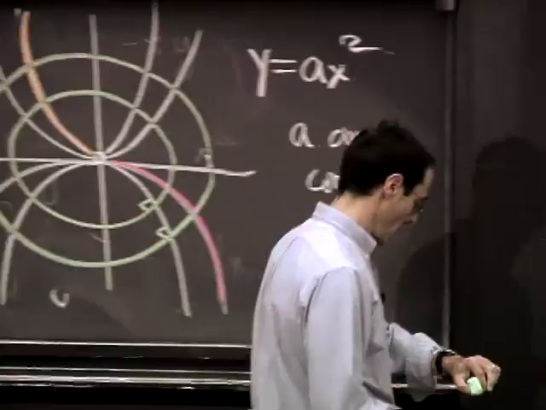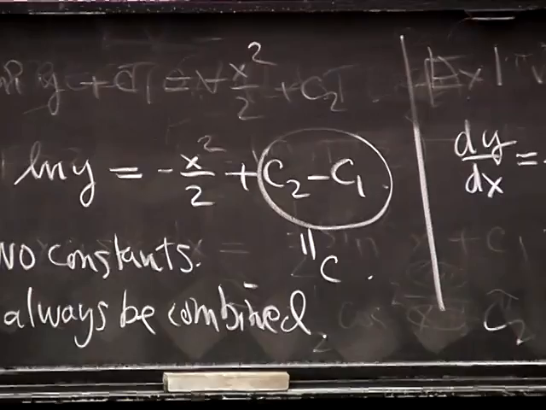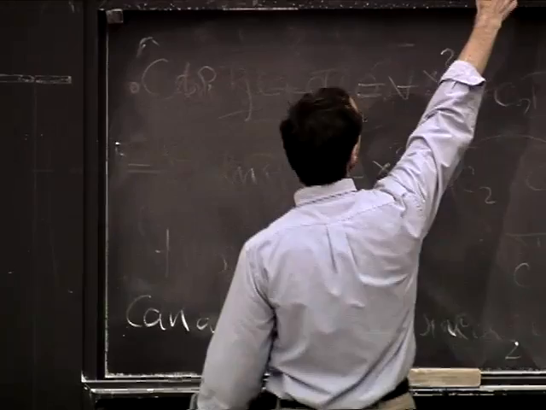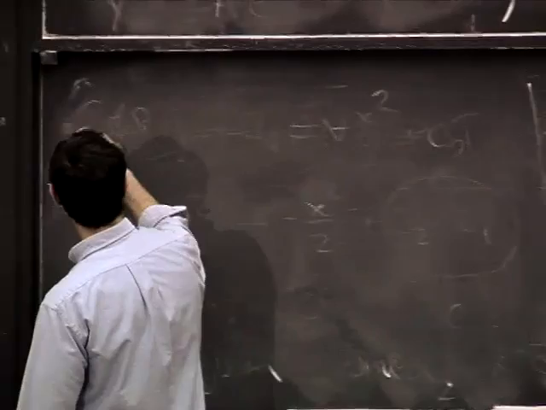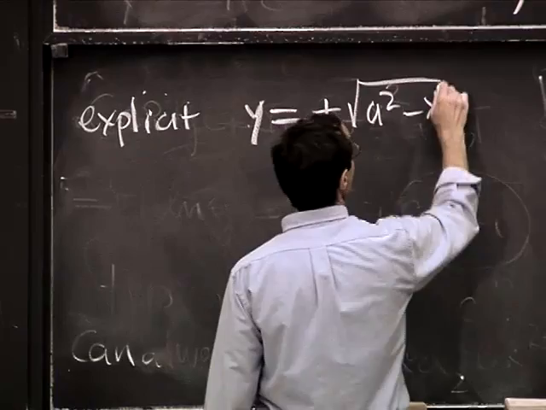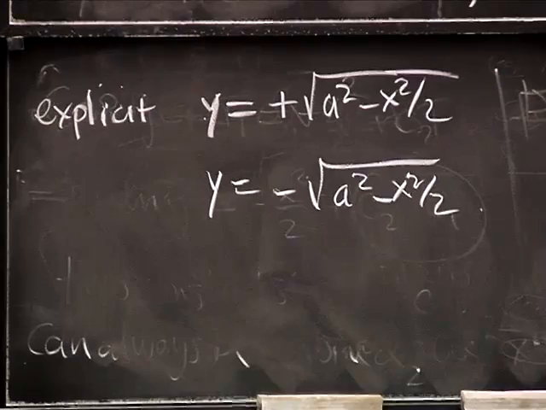OK, last little bit here. Again, you've got to be very careful with these solutions. And so there's a warning here, too. So let's take a look. This is the implicit solution to the equation, and this is the one that tells us what the shape is. But we can also have the explicit solution. If I solve for it, y is equal to either plus the square root of (a squared minus x squared) over 2, or y is equal to minus the square root of (a squared minus x squared) over 2. All right, these are the explicit solutions.